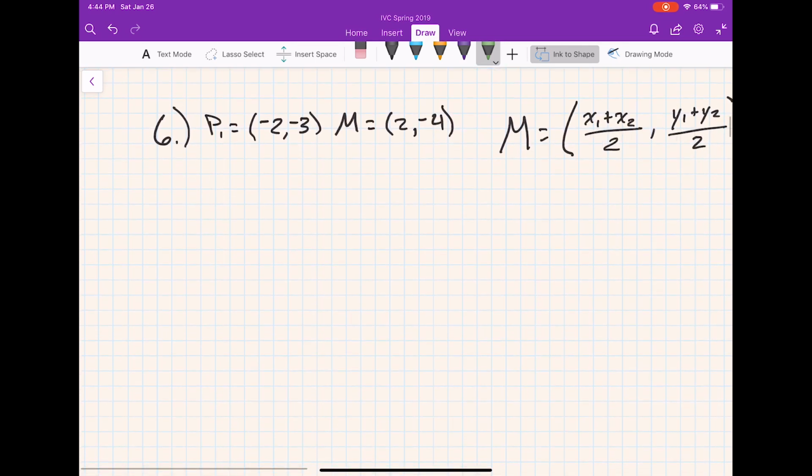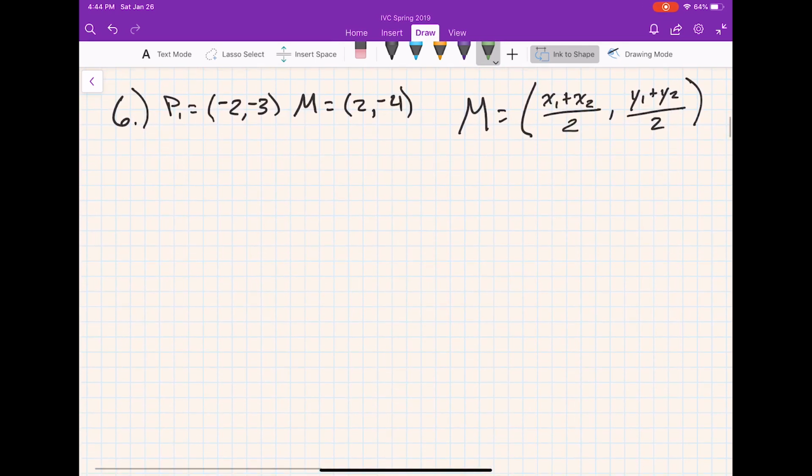And 6 says, let's get this straightened out. If negative 2, negative 3 is the endpoint of a line segment and 2, negative 4 is the midpoint, find the other endpoint. Okay, well, this is a midpoint formula problem. So this is one endpoint, and this is the midpoint. And what is the other endpoint is really what we're asking here.